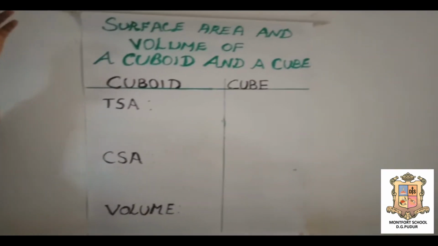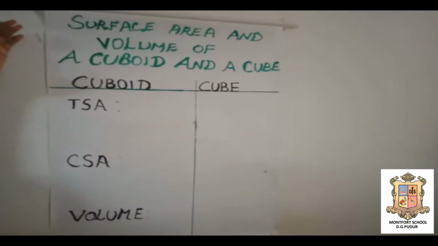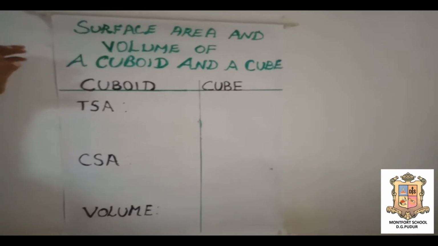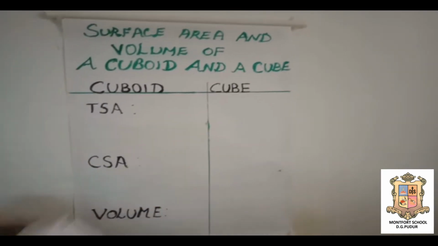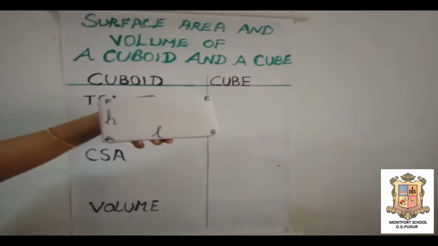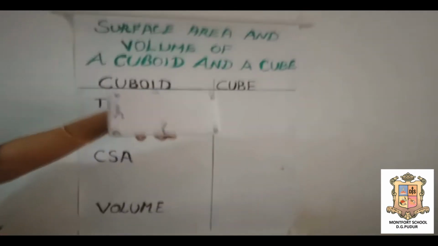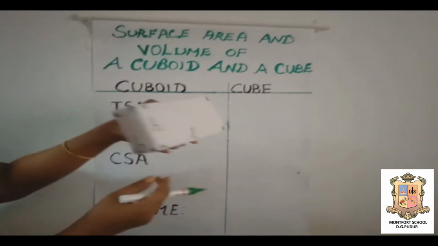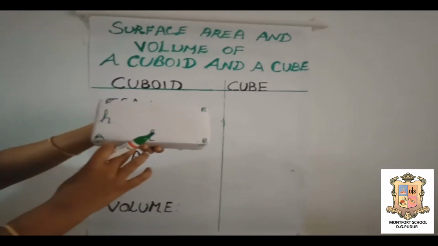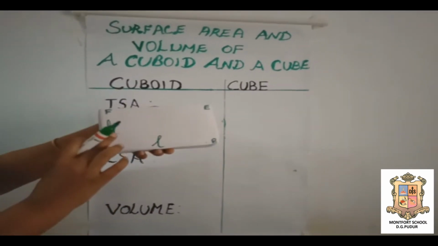Now let us derive the formula of surface area and volume of a cuboid and a cube. A cuboid is a solid bounded by 6 rectangular faces. This is length, breadth and height.